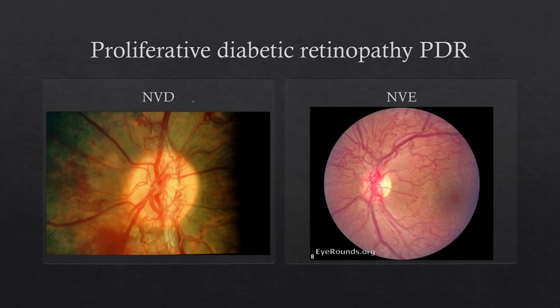Okay, over here, let's start at the left side. Now, look at the amount of abnormal vessels that are forming, and they are a lot.